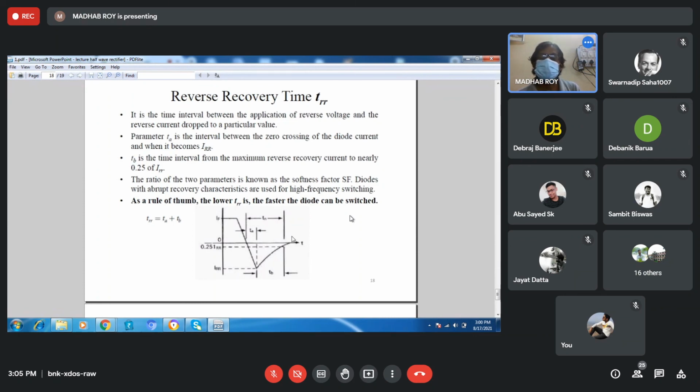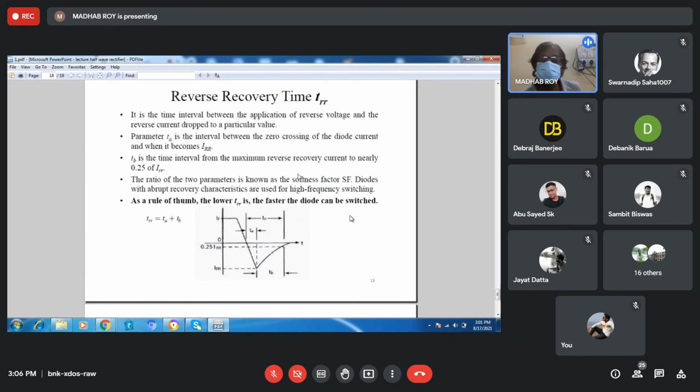So that's why this characteristic always happens in the diode. But this causes a delay for the conduction. The ratio of the two parameters is known as the softness factor. Diodes with abrupt recovery characteristics are used for high frequency switching.